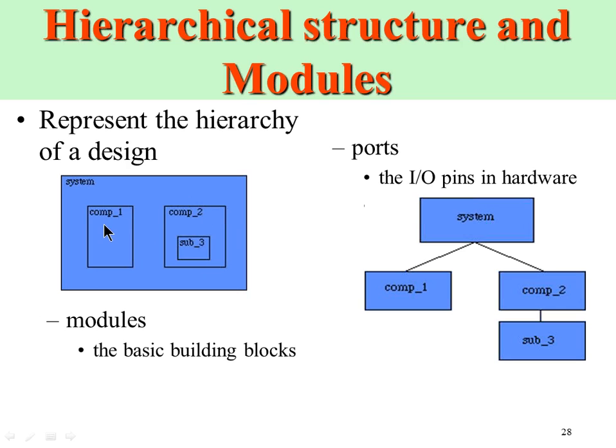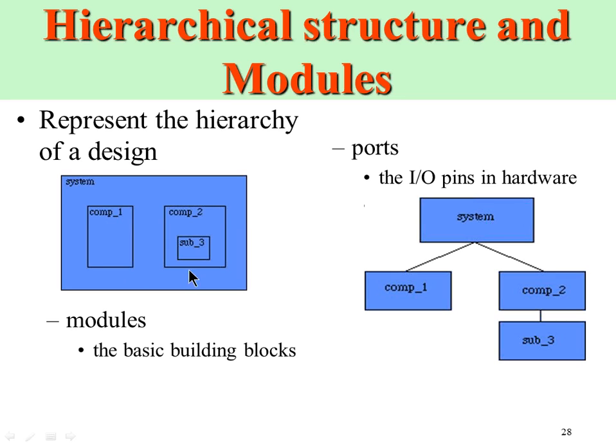Our system is top level, with com1 and com2. Under com2 I have sub 3. Now the basic thing in Verilog is the module. Everything will be its own, separate module. So we will have a module for sub 3, a module for com2, a module for comp1, and a module for system.